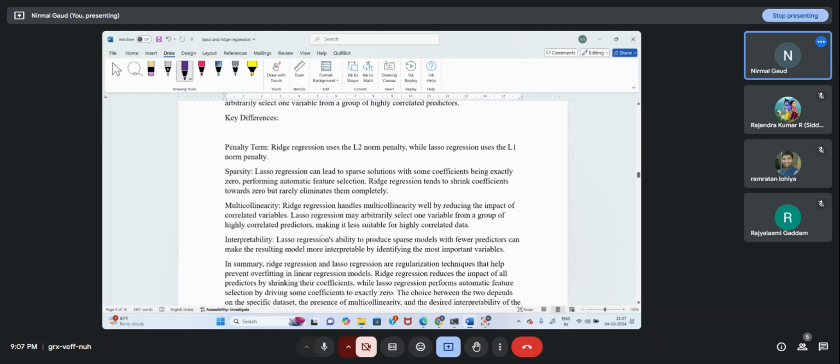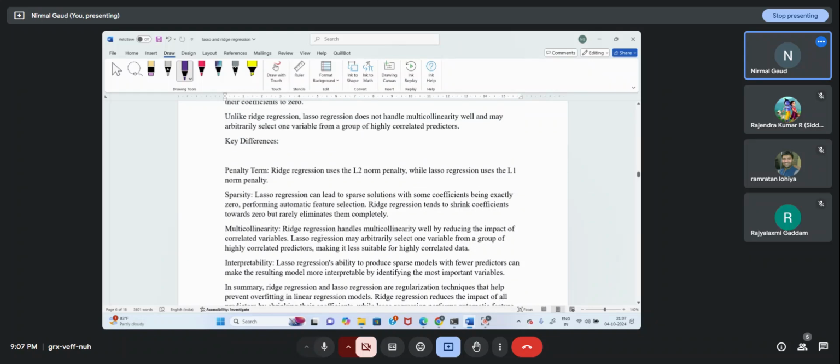Now the key differences are mentioned. Ridge uses L2, Lasso uses L1. I already told: Euclidean, Manhattan. Lasso can lead to sparse solutions with some coefficients exactly zero. It introduces sparsity in the data. The value of some coefficients it will make zero. However, Ridge shrinks, but it will not make them zero.